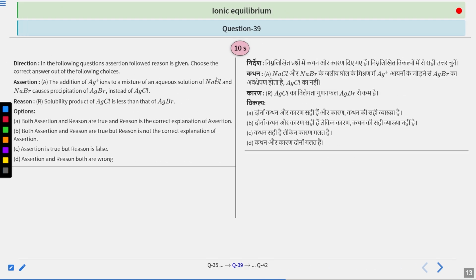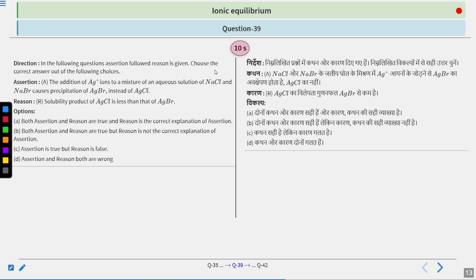Next question. Direction: in the following question, an assertion followed by a reason is given. You have to choose the correct answer out of the following. So you are given two statements. First is the assertion, second is the reason. You have to tell whether these two statements are right or wrong, and you also have to identify whether the reason that is given truly explains the assertion or not.